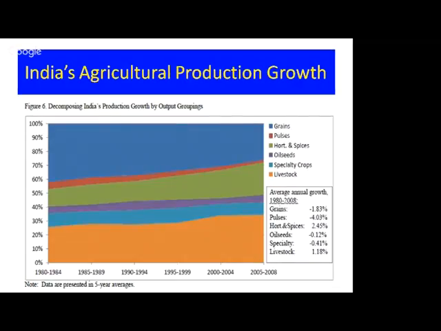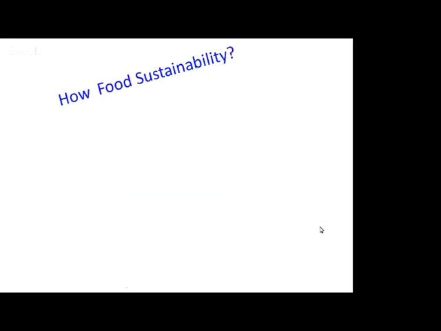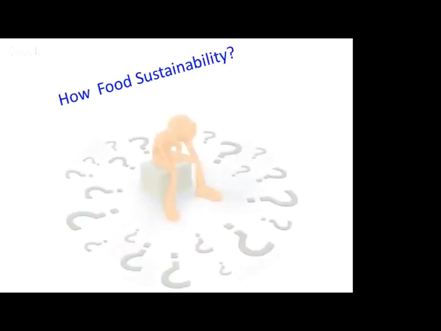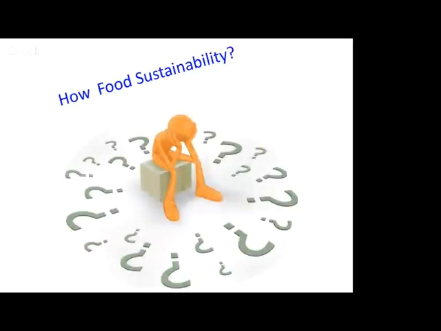India's agriculture production growth is going to negative. You can see in these figures here, these grains, pulses, all these are going into negative. I am showing my arrow here, they are going negative. So how do we attain the food sustainability? That is a challenging question.